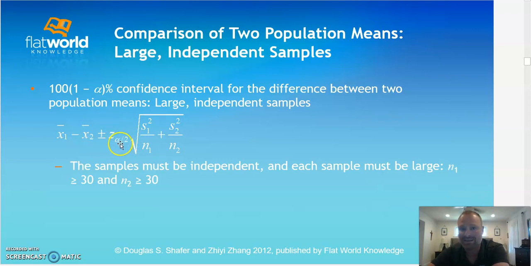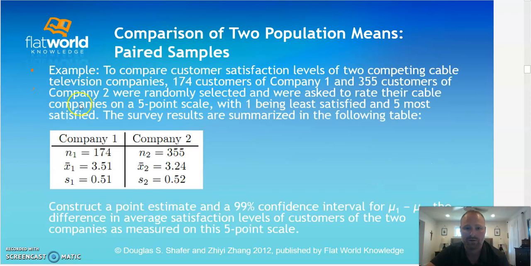Now our z-score gets multiplied by something new: the square root of s sub 1 squared, the standard deviation squared, divided by the number of samples, plus the standard deviation of the second sample squared divided by the sample size of the second grouping, and then we take the square root of that. And we already talked about this: in order for them to be large, they have to be greater than or equal to 30.